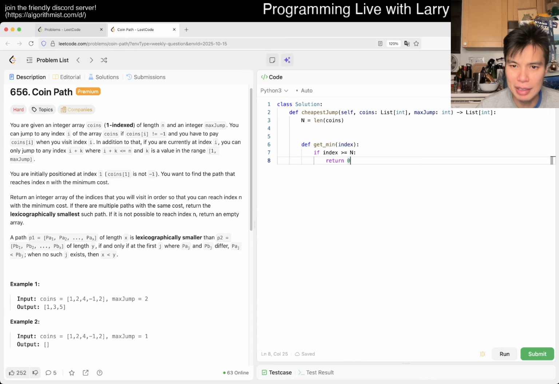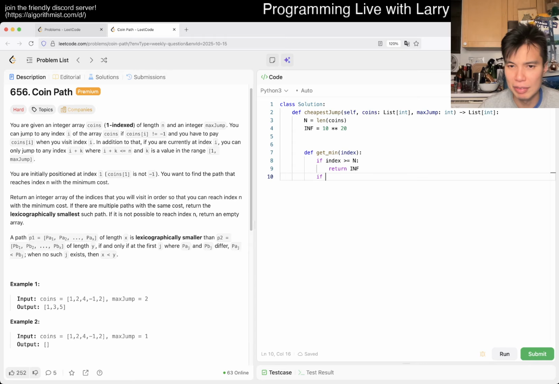Okay, but let's just say if it's out of bounds, return infinity, so that we don't go out of bounds. This is basically an out of bounds thing. Then if index is equal to n minus 1, then you're done, and you return coins of n minus 1. Okay, so that's the base case.